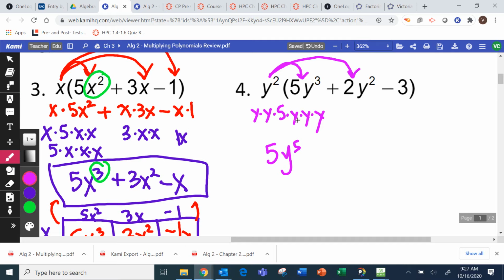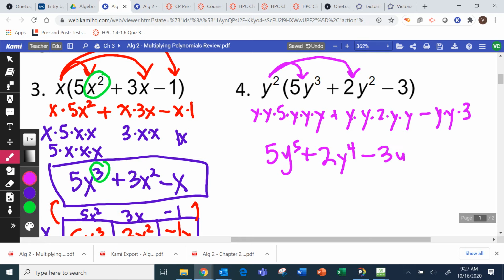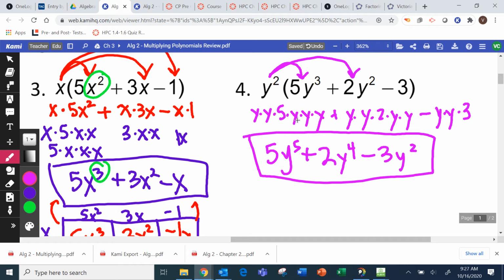y squared times 2y squared is going to be y times y times 2 times y times y, which gives me a positive 2y to the 4th. And then we have minus y times a 3. So minus 3y squared.